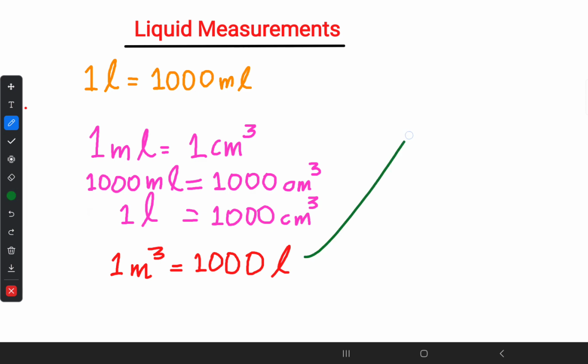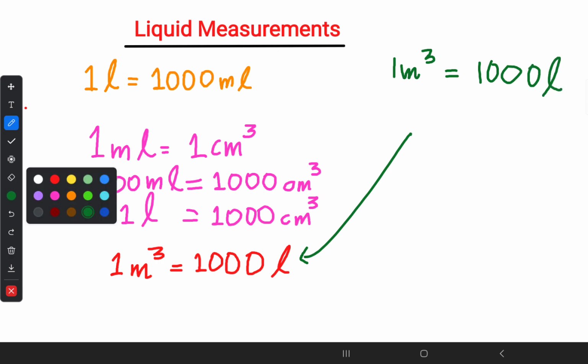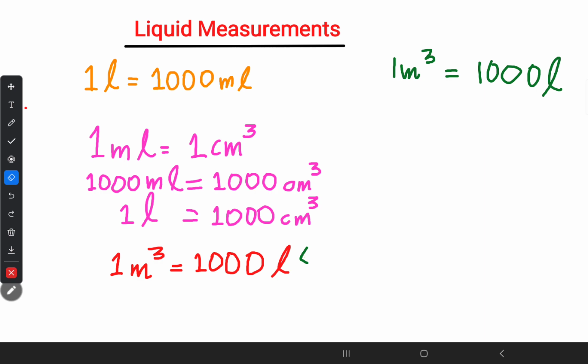And I will explain how this one came from. Even if I am giving you the proper answer, you should know how this one came from. Otherwise, there is no use of memorizing this unit conversion. We will derive it. I will take 1 cubic meter equals 1000 liters. We are going to prove whether this is correct or wrong. For that, I am going to use the left hand side equals right hand side method. We've studied those things in algebraic expressions. That's what I'm going to do here as well.